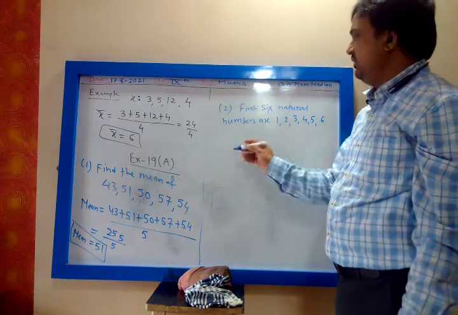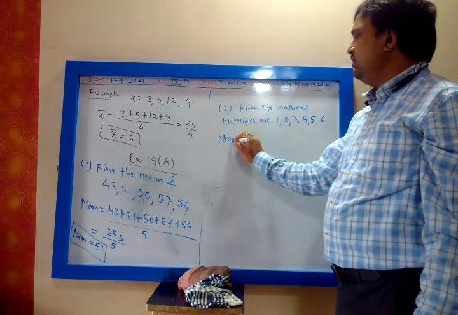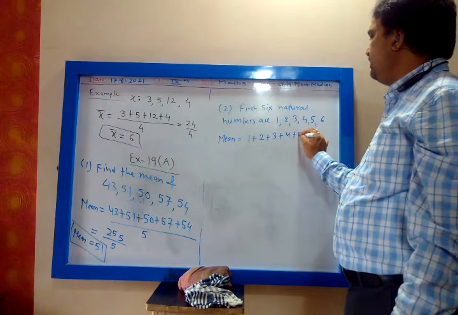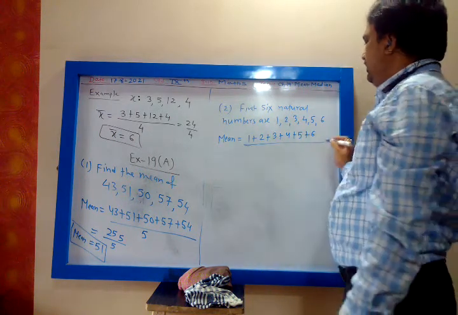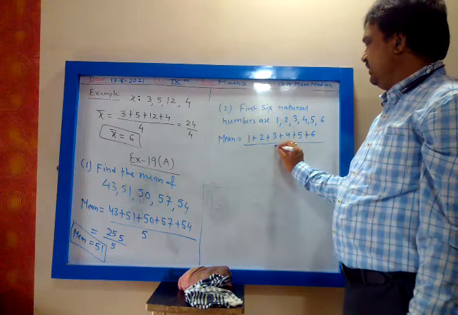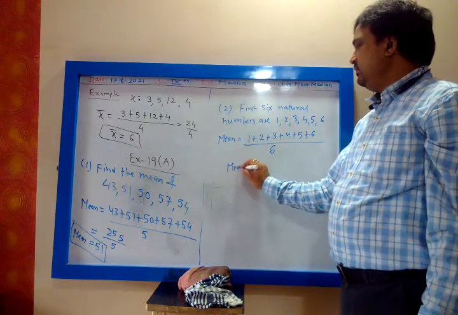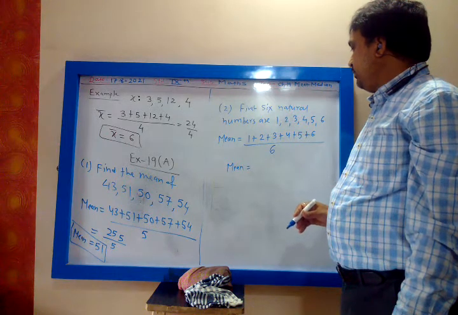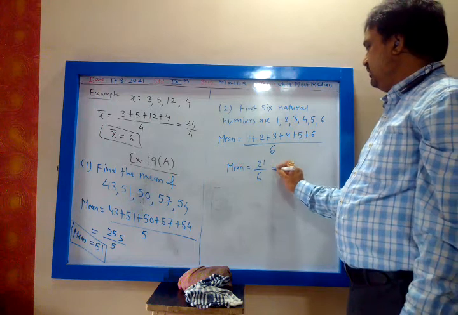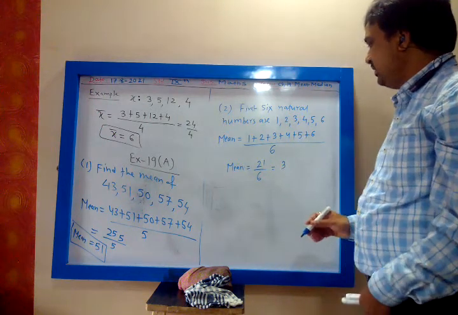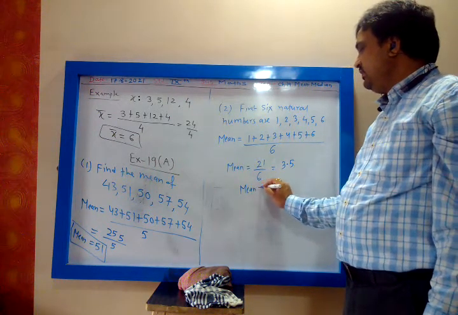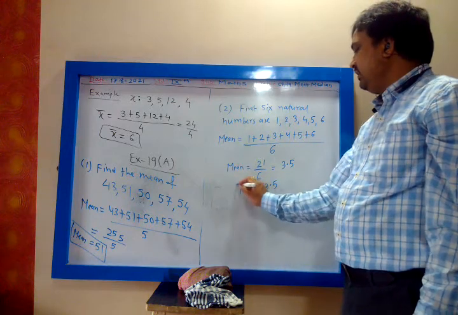Now you want to find the mean. So just add all the 6 natural numbers: 1 plus 2 plus 3 plus 4 plus 5 plus 6. Okay. Then divide this total by the total number of natural numbers. How many natural numbers are given? 6. So mean value is 21 divided by 6. 6 3s are 18. 3.5, yes. So the mean of the first 6 natural numbers is 3.5.